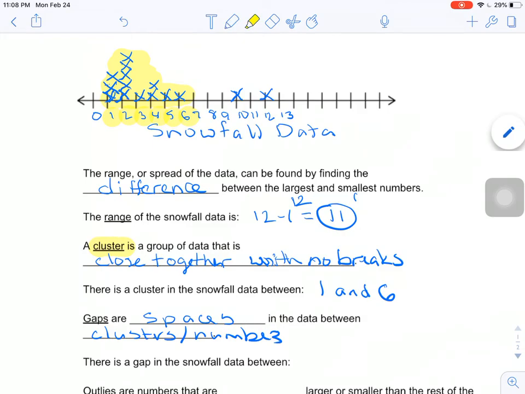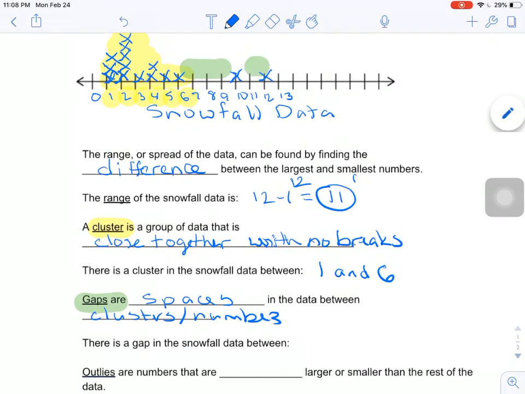So I see a couple places where we have gaps in our data. So there is a gap in the data right here, and then there's another gap in the data right there. So there's actually two different gaps or two different breaks in the data. So we could say there's a gap in the snowfall data between 6 and 10. So there's no numbers, no other data between there. And then we could also say there's another gap again between 10 and 12. So this data actually has two gaps, so we could list them both.